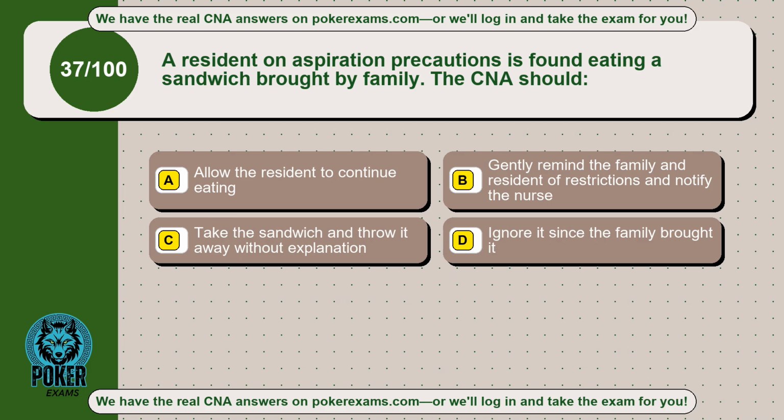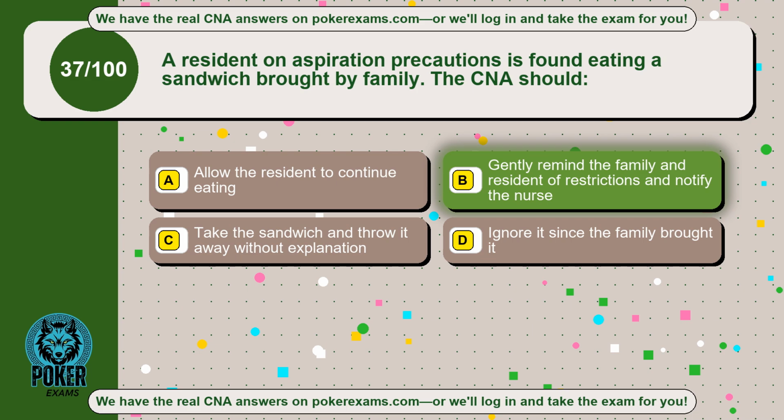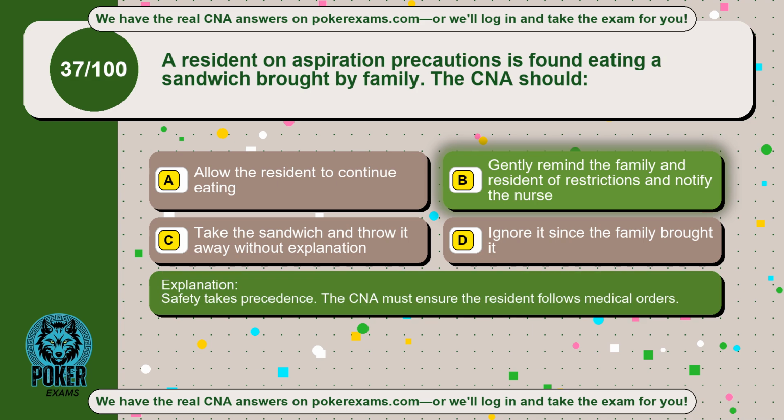Question 37. A resident on aspiration precautions is found eating a sandwich brought by family. The CNA should: Option A, allow the resident to continue eating. Option B, gently remind the family and resident of restrictions and notify the nurse. Option C, take the sandwich and throw it away without explanation. Option D, ignore it since the family brought it. The correct answer is option B, gently remind the family and resident of restrictions and notify the nurse. Safety takes precedence. The CNA must ensure the resident follows medical orders.